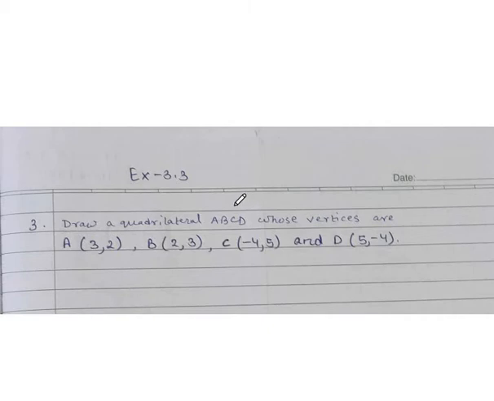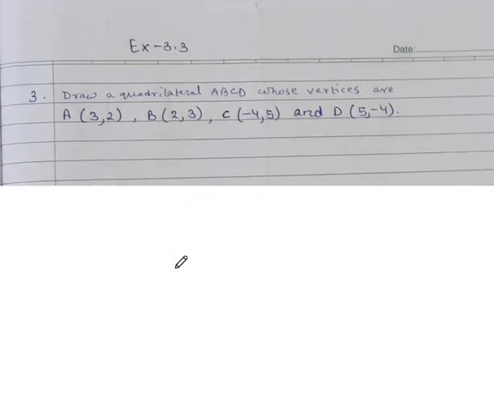Now one more question I have to show. Exercise 3.3, question number 3. Draw a quadrilateral ABCD whose vertices are A, B, C, D. Points are given: 3, 2; 2, 3; minus 4, 5; and minus 5, minus 4. These 4 points you will represent on the graph and you will draw the graph. We will be getting a quadrilateral ABCD.